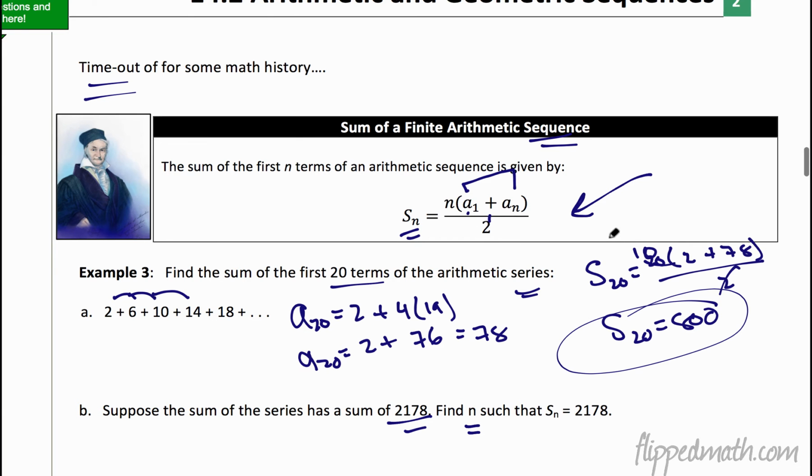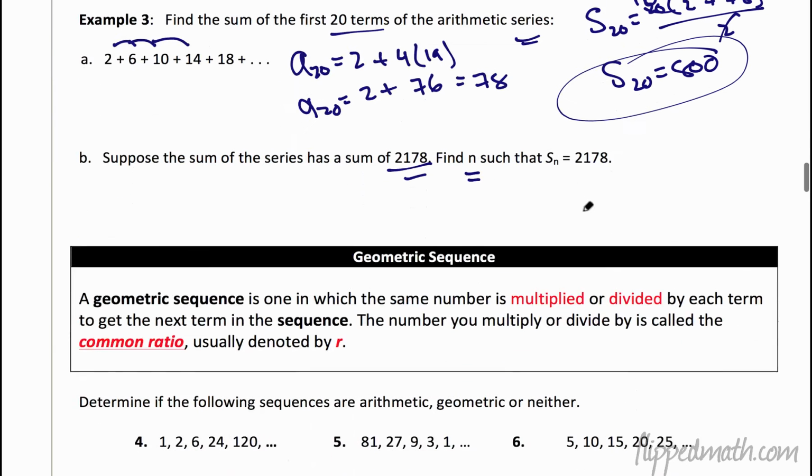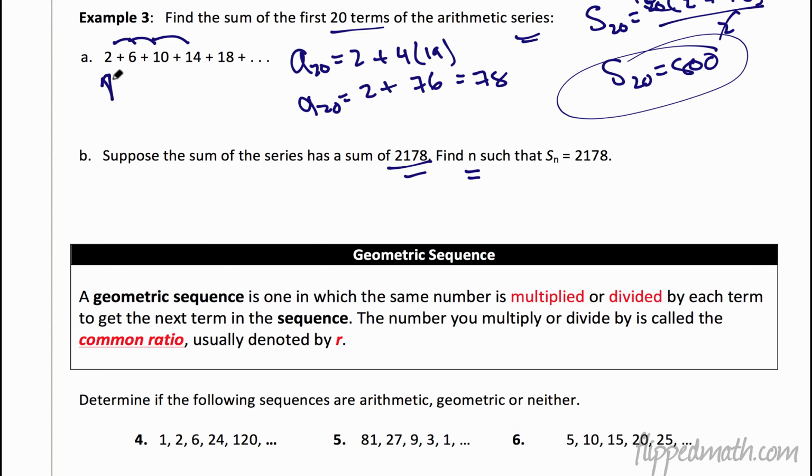We're going to have to go back and find what the first term is. Well, we know that. That's 2. We know that already. So what do we got here? The total sum, 2178, is going to equal the number of terms. I don't know that. That's n. And the first term, which is 2, plus a sub n. Now, a sub n we don't know. Let's try to figure it out.